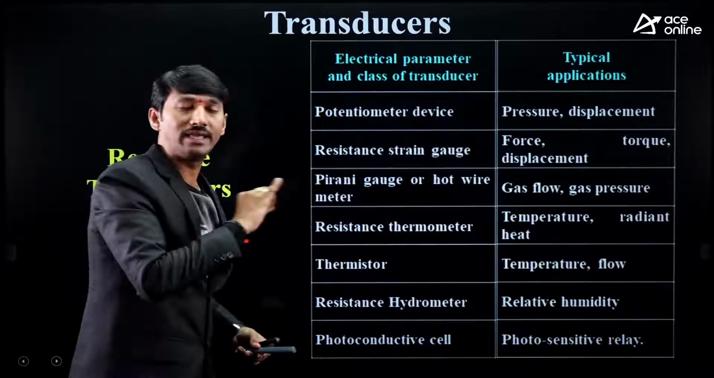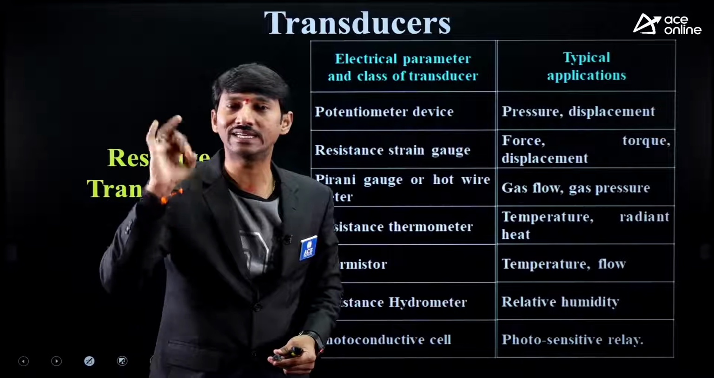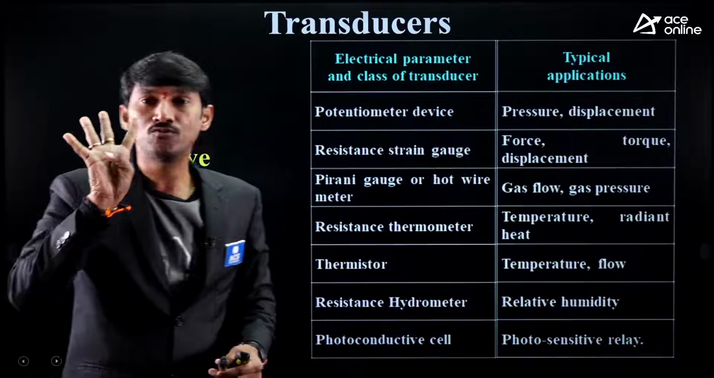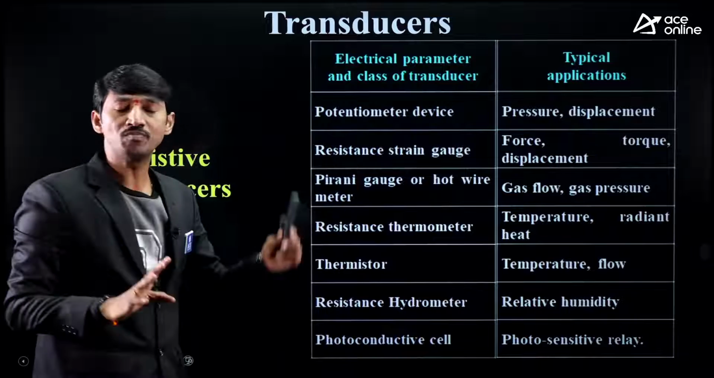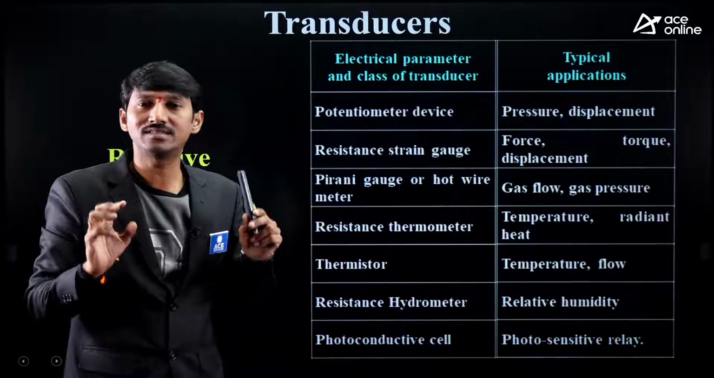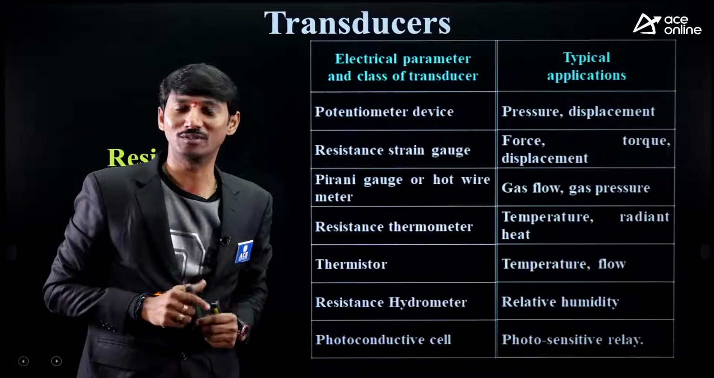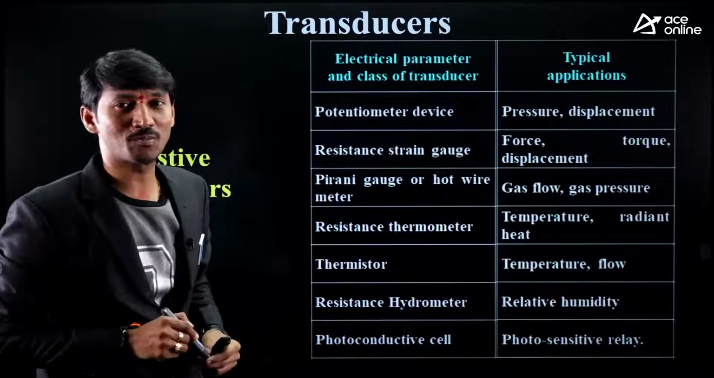From these tables, I'm going to show resistive, inductive, capacitive, and then active, self-generating. Four boxes I'm going to show. From these, only at the SSC JE level, many questions are possible.